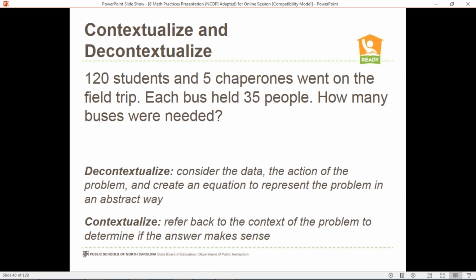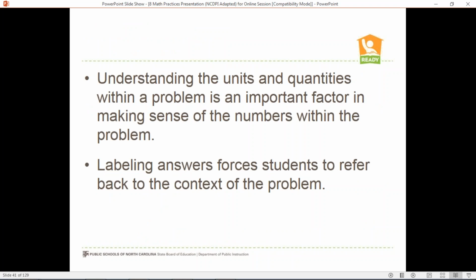When I'm thinking in context, or contextualizing it, I'm really going back to the problem to see if my solution makes sense or if my approach itself even makes sense, right? So there are times we have to decontextualize because there are a lot of words, and I've got to get it down to something more manageable, but I always want to bring it back to the context. I want to make sure I'm bringing it back to the idea of quantity.